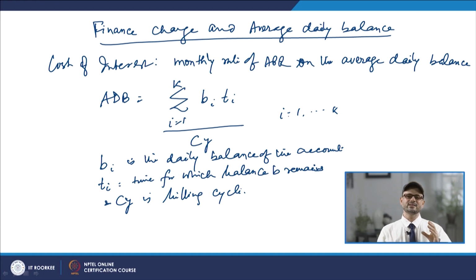Suppose you start with $100 on the first day as credit, and then on the 7th day you purchase a $50 product. So for the 6th day it was 100, and from the 7th day it will be 150. Then suppose on the 10th day you pay some amount. So for the 7th, 8th and 9th, for 3 days, it will be 150. That way you calculate the balance amount and then the average daily balance.